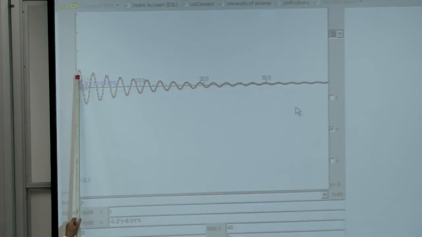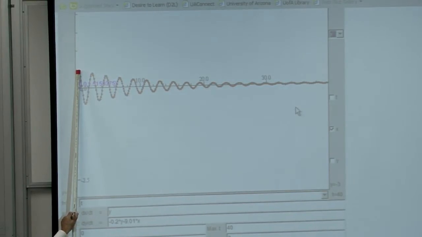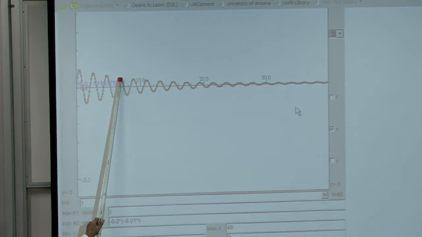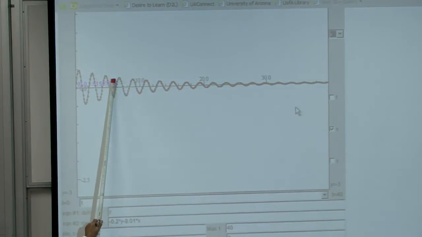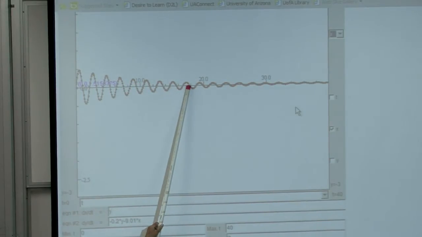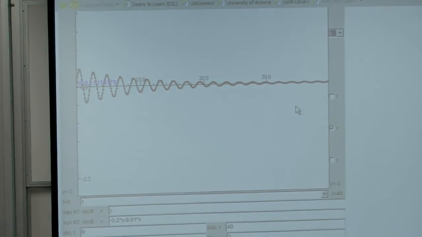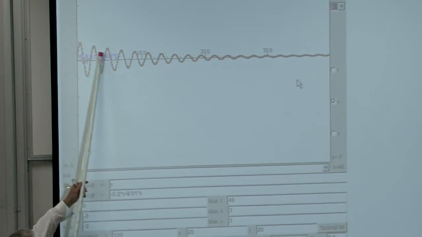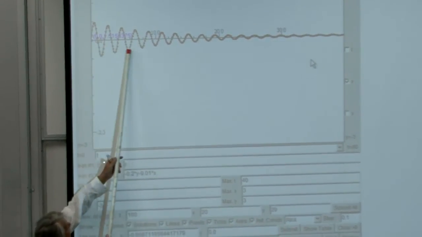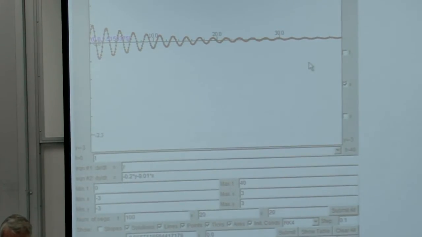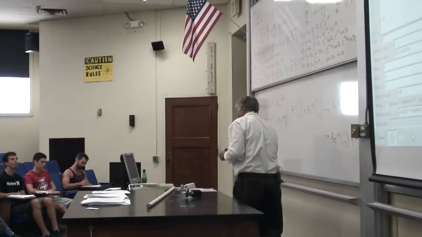If I draw a graph through the tops of all those maxima, that will in fact look like e to the minus t over 10. The graph through the tops there. And the underlying wiggle is like the cosine 3t. Is that okay? Now one more.